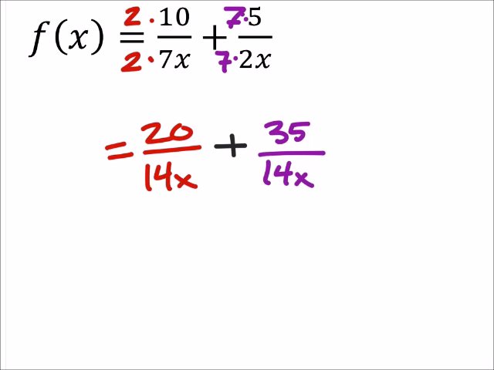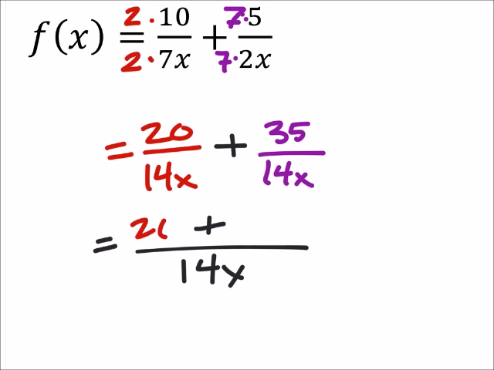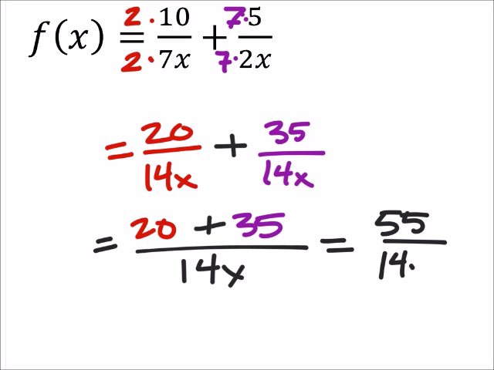So we've manipulated this so that our denominators are the same. So this allows us then to have a common denominator 14x. We're going to add these. I've got 20 plus 35. Now I can combine the 20 and 35, giving me 55, all over 14x. 55 is not divisible by 7. Nope. It's not divisible by 2 either. So it looks like this is our final answer.